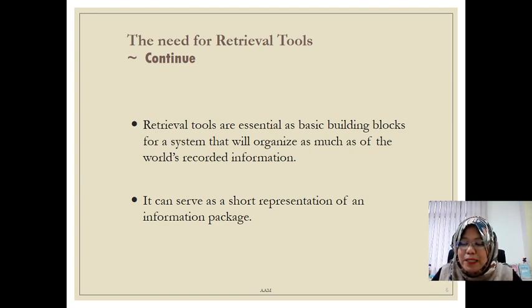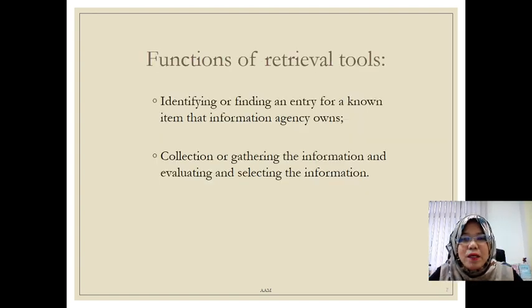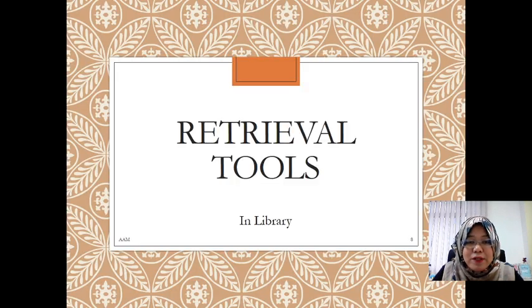The way we find the material, the information or knowledge itself, depends on the tools that we are going to use. If you use the right tools, you can more easily get the articles or the information and so on. The functions of retrieval tools are identifying or finding an entry for a known item that the information agency owns, collecting or gathering the information, and evaluating and selecting the information.